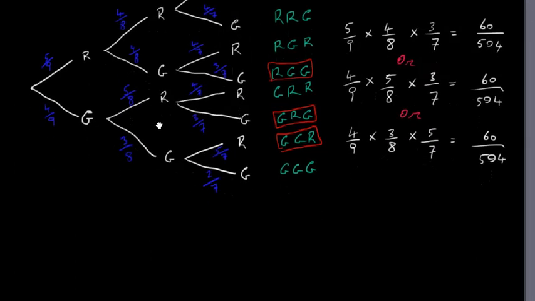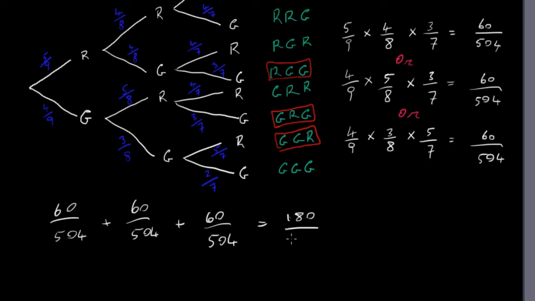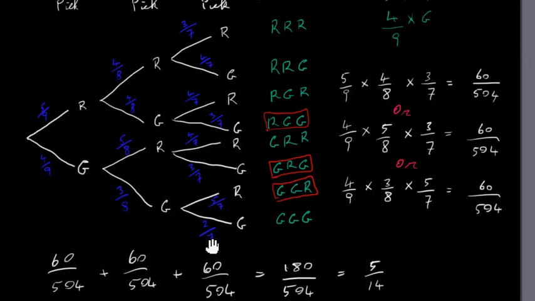So what we effectively end up doing is just taking 60 over 504 plus 60 over 504 plus 60 over 504, and when you add those together you get 180 divided by 504, and if you simplify that you get 5 over 14. So in other words, if we pick 3 beads from the bag, don't replace them, the probability of getting 2 greens and a red is 5 over 14.